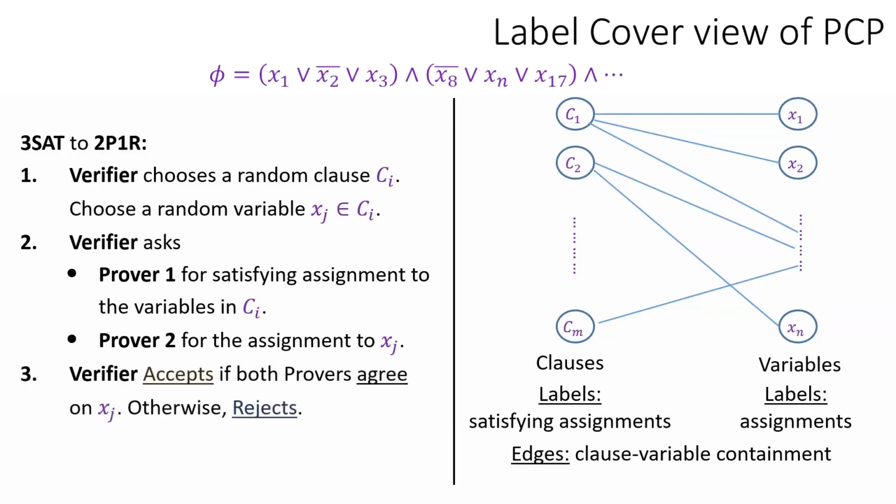Cool. So now the verifier receives that, and the verifier accepts if and only if the 2 assignments agree on the shared variable xj. And in the combinatorial view, the constraint on an edge is that the label of Ci agrees with the label of xj.